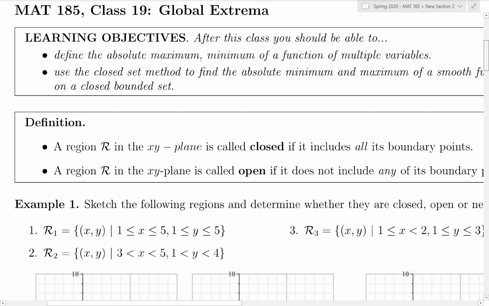Hello everyone. So today we are going to be learning about finding global maximum and minimum of a function of two variables. In contrast to last class, when we learned how to use the second derivative test to identify critical points that were local maximum, local minimum, or saddle points of a function of two variables, today we are going to talk about global maximum and global minimum.